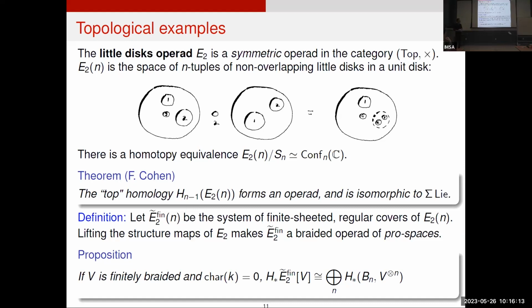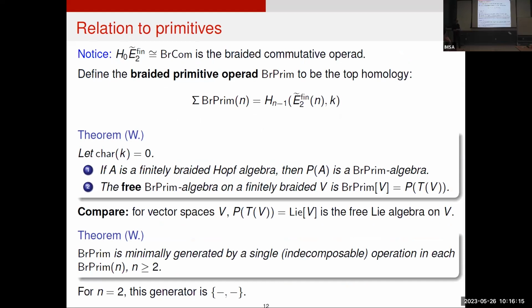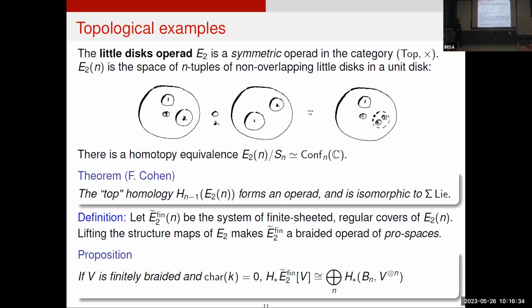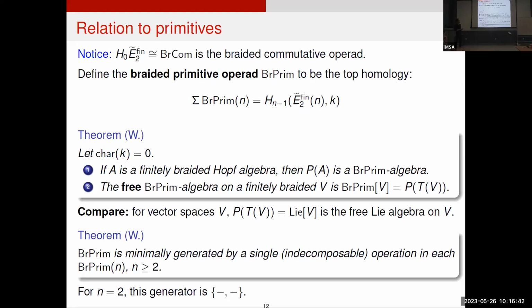I don't know how to do that. I can tell you some of its homology. So the bottom homology, the 0th homology, is connected. Taking finite 2D covers of connected spaces is still connected. So this is a trivial representation of the braid group. The 0th homology is the braided commutative operad, just as in the classical case, the 0th homology of E2 is the commutative operad. Let's define the braided primitive operad to be the top dimensional homology of this tower.